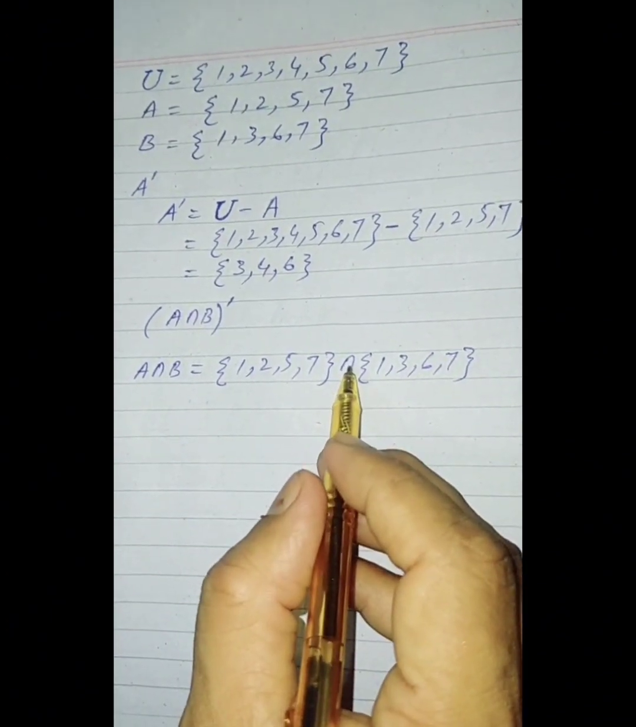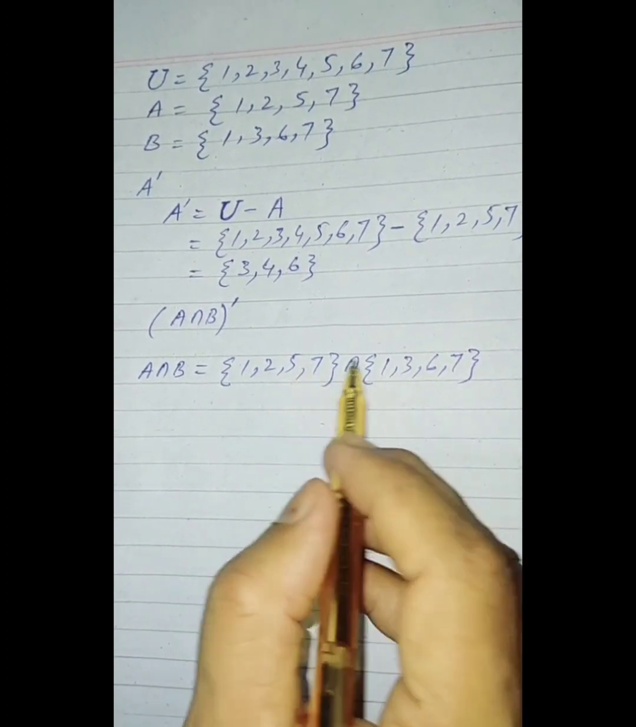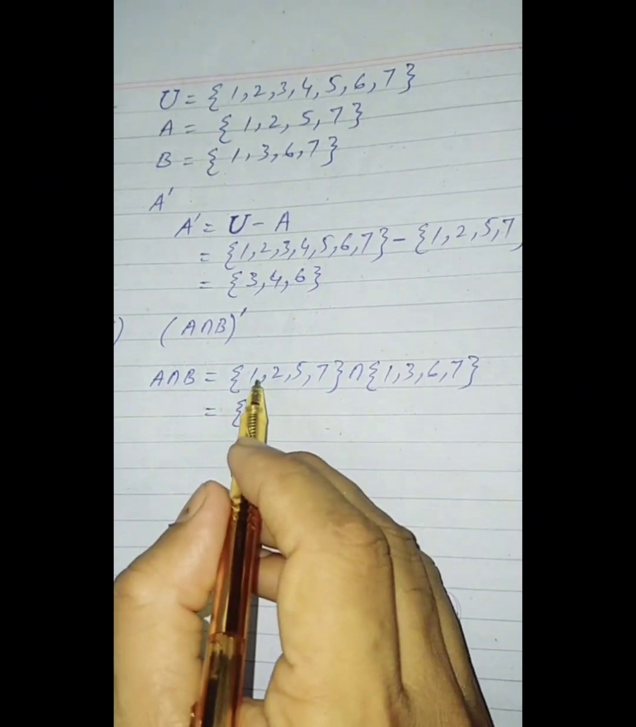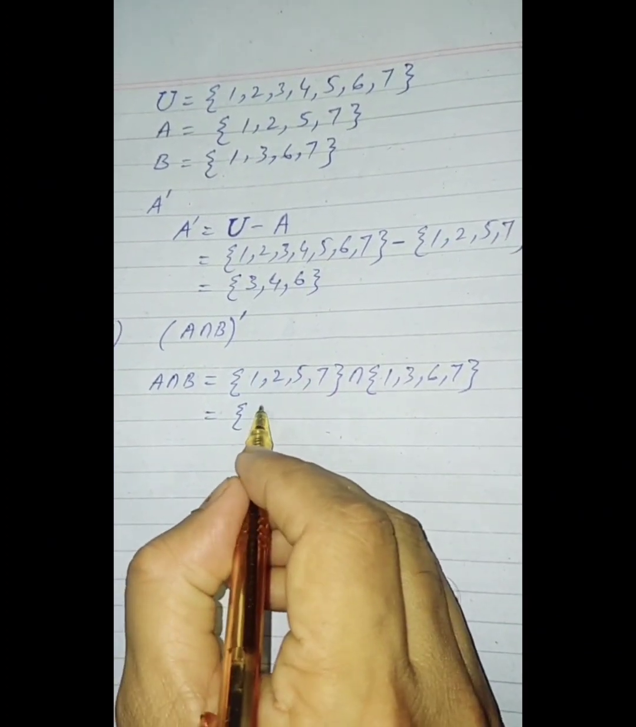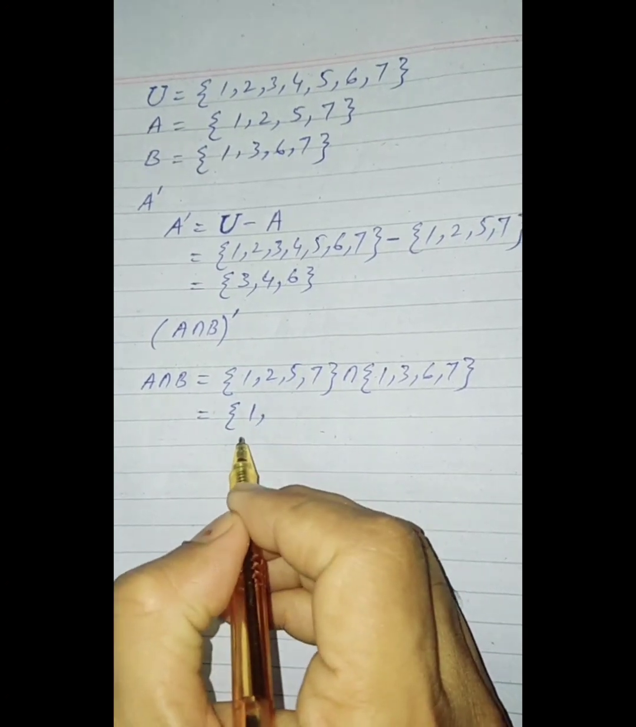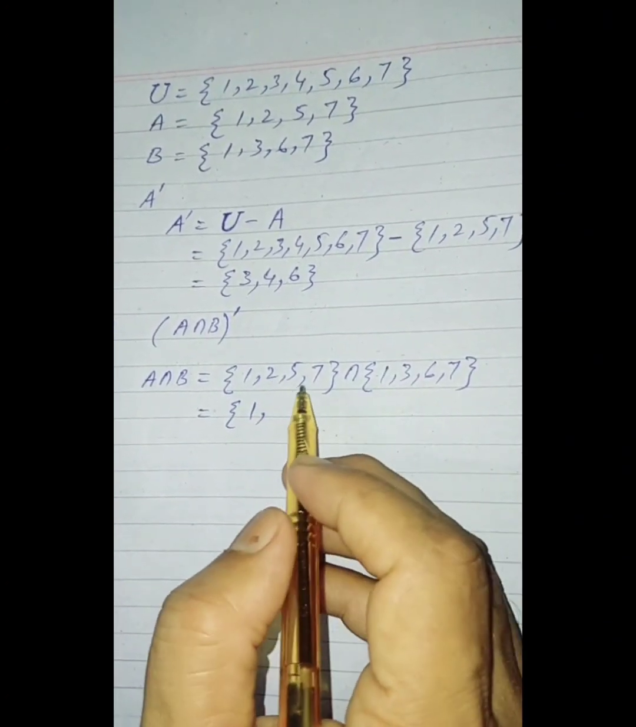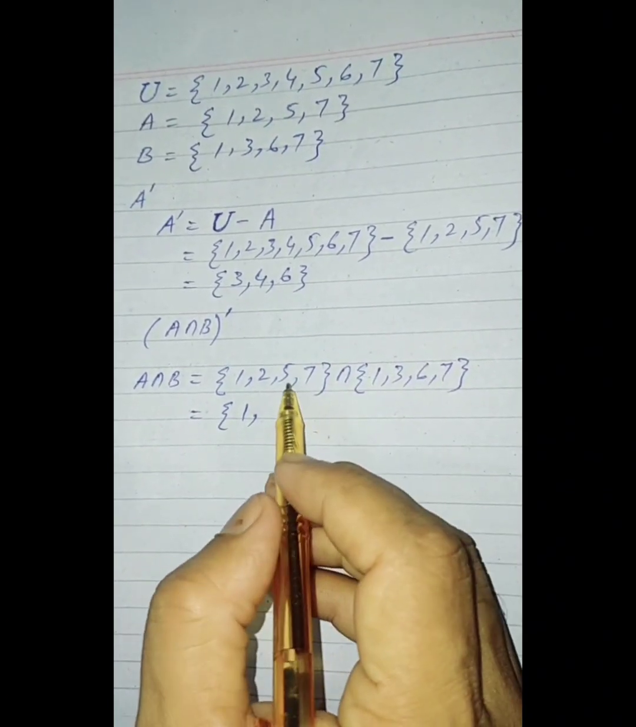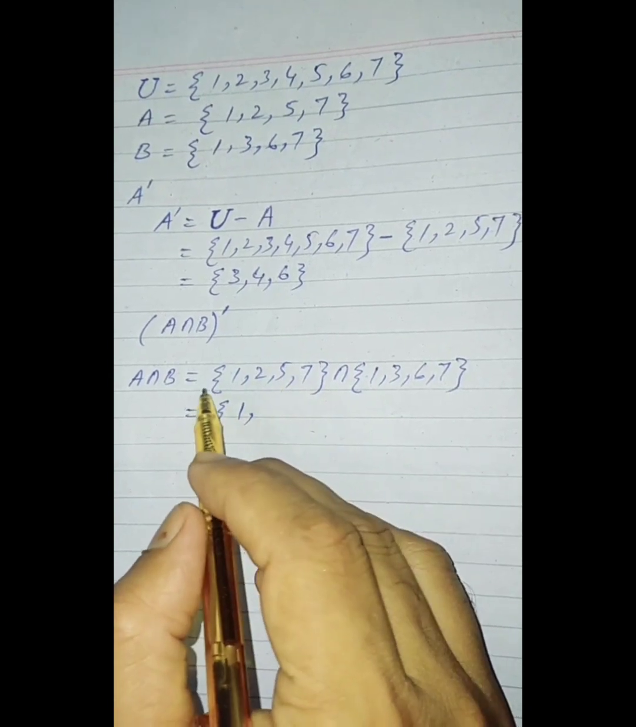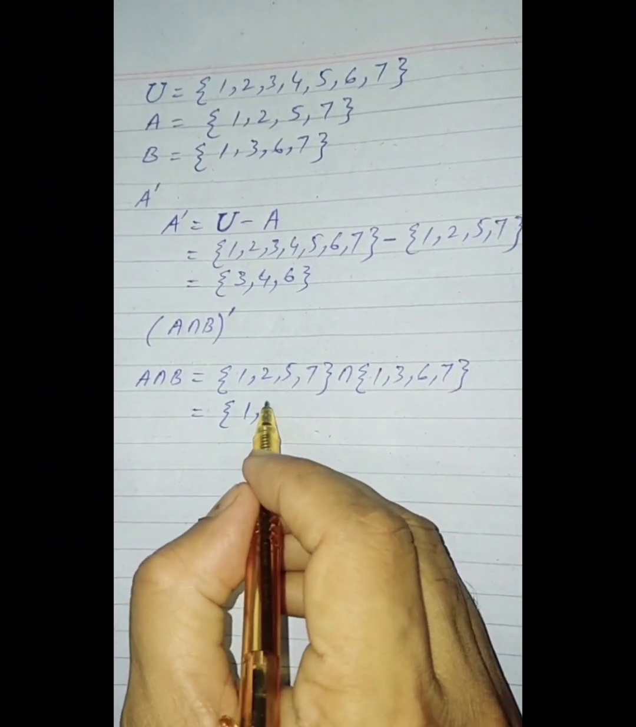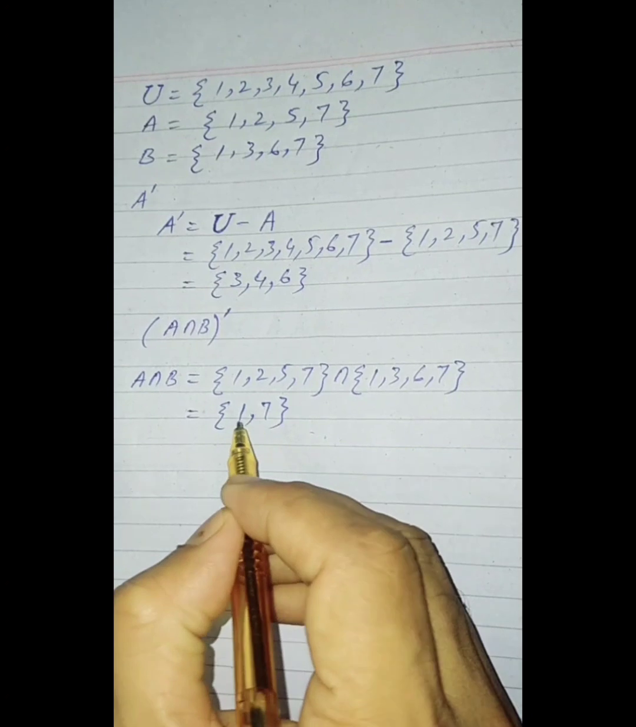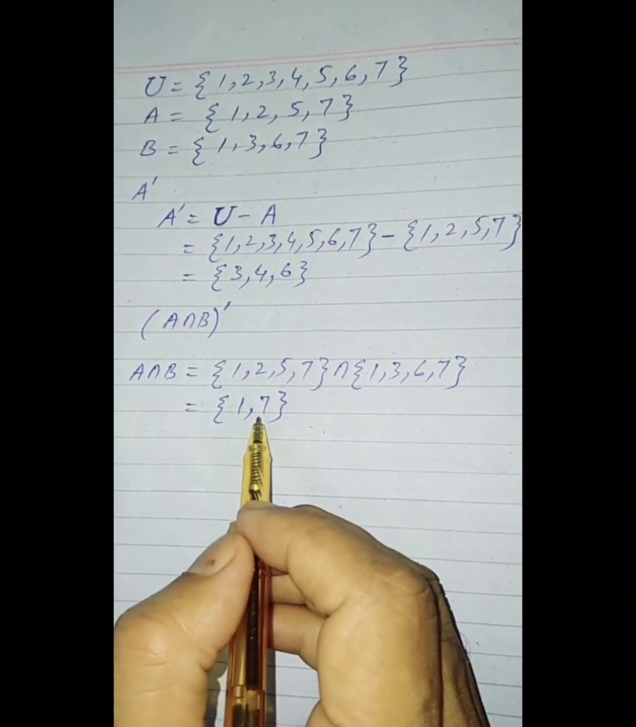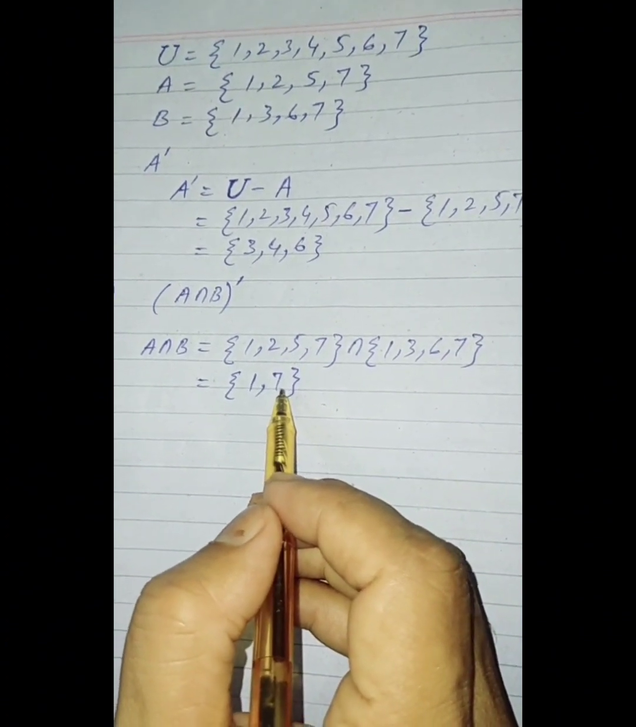Now intersection means a set of common elements of these two sets. Now which elements are common to A and B? 1 is common because it is present in both sets, so first of all we will write 1. 2 is not common, 5 is not common, 7 is common to A and B because 7 is a member of A and B, so we will write 7 here. So A intersection B will be equal to a set containing 1 and 7.